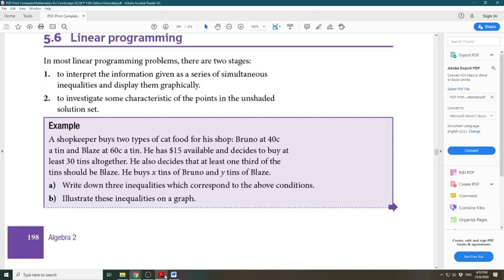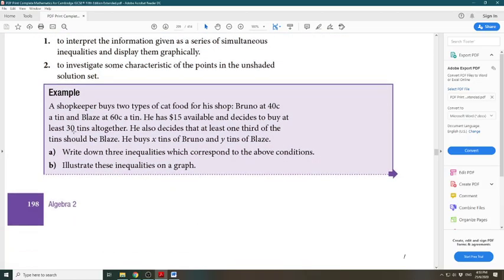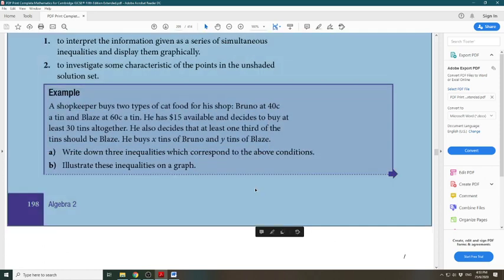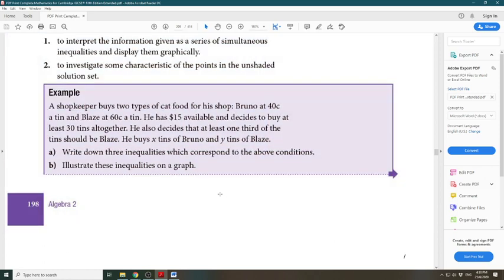So going back to your textbook, we want to look at the example. A typical linear programming question, because linear programming is mainly application questions, means you will need to create your own inequalities. You can see here Bruno buys two types of cat food: Bruno at 40 cents and Blaze at 60 cents. He only has $15 available and he needs to buy at least 30 tins altogether. He also decides that at least one third of it should be Blaze. So he buys x tins of Bruno, y tins of Blaze.